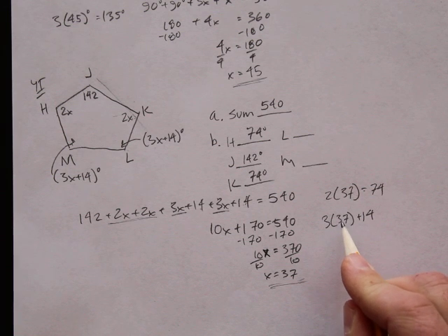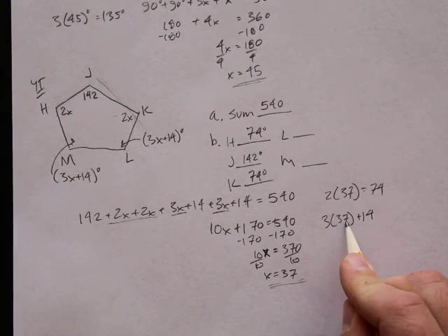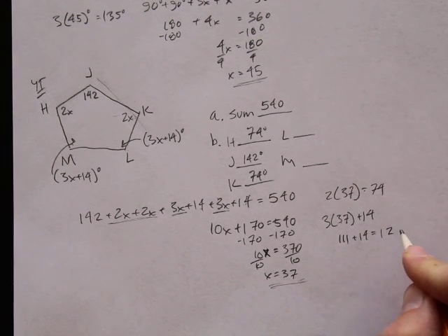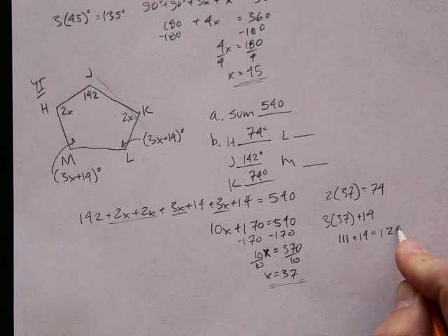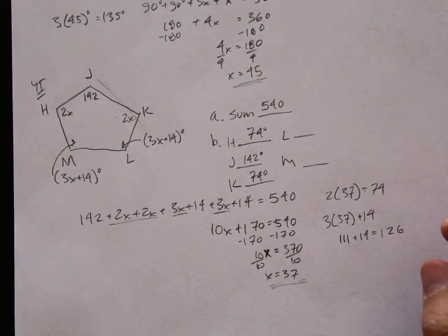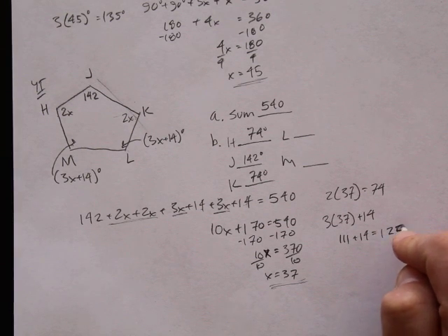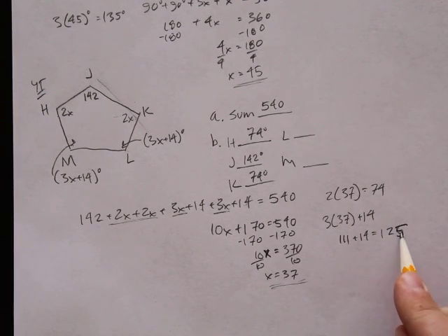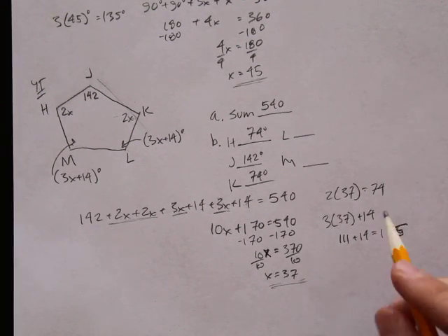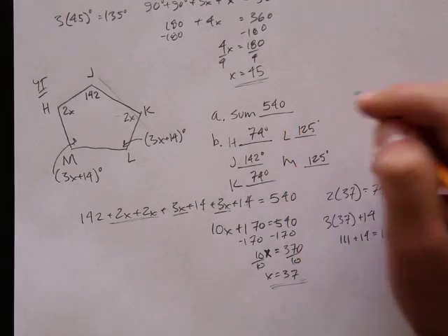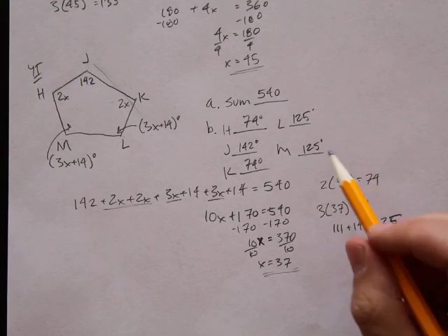So 3 times 37, that's 90 plus 21, so 111 plus 14 equals 126. Oh, I got 125 last time. Oh, of course. 111 plus 14 is 125, not 126. Crazy. 125 degrees. And that's how you do that one.